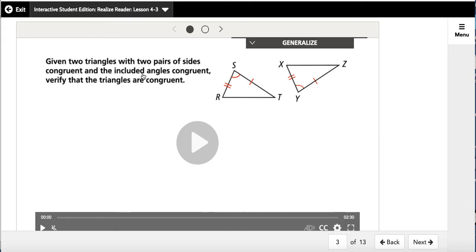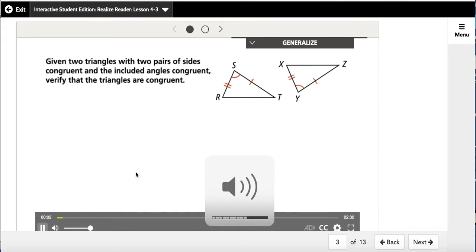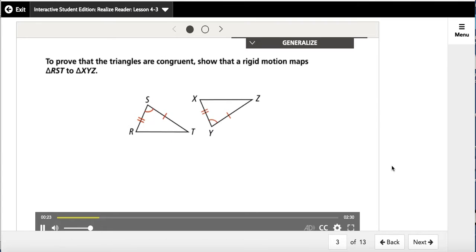Given two triangles with, well, I guess they're going to read it to us, so I don't need to. Here we go. Given two triangles with two pairs of sides congruent and the included angles congruent, verify that the triangles are congruent. Note that side RS is congruent to side XY, side ST is congruent to side YZ, and that angle RST is congruent to angle XYZ. To prove that the triangles are congruent, show that a rigid motion maps triangle RST to triangle XYZ.